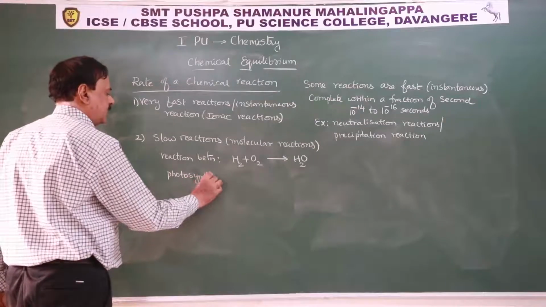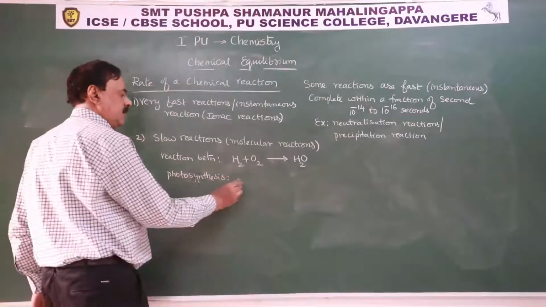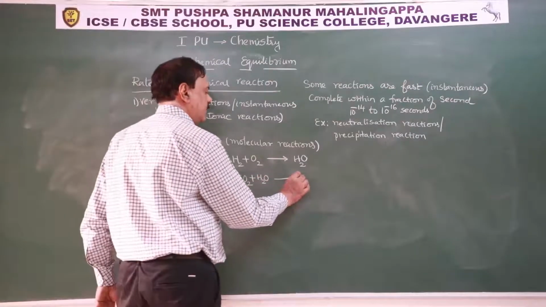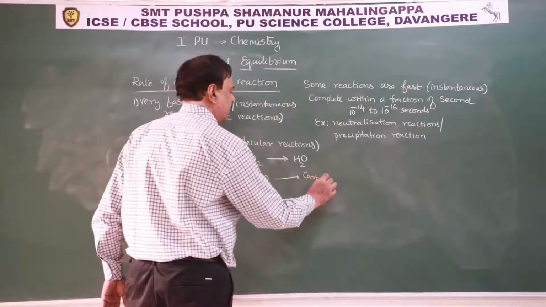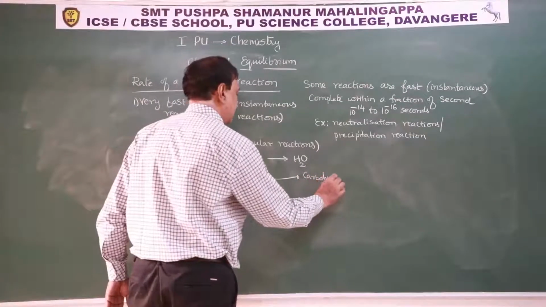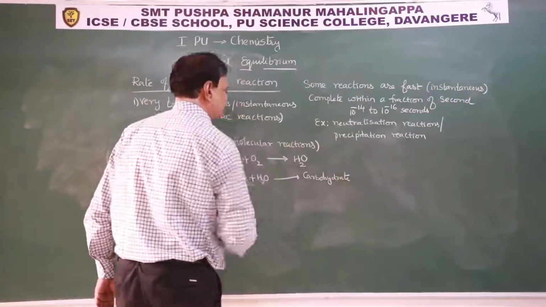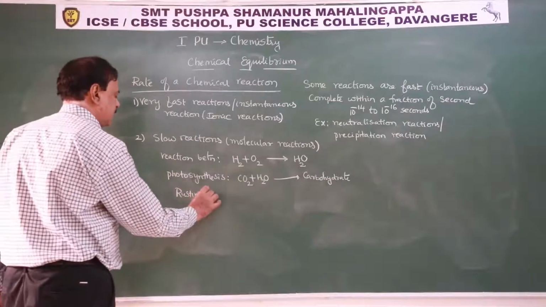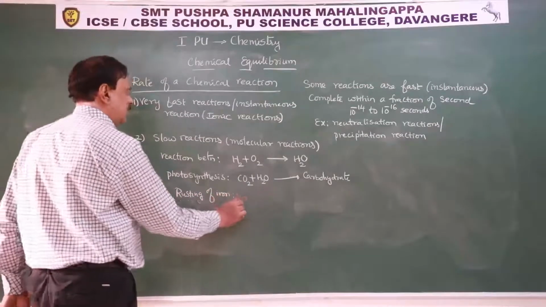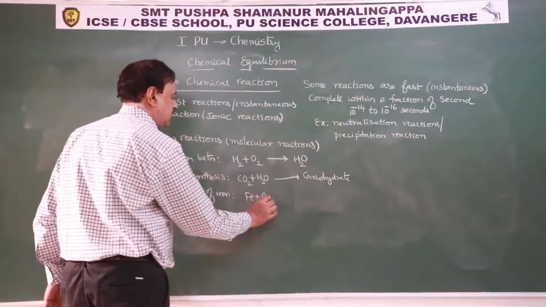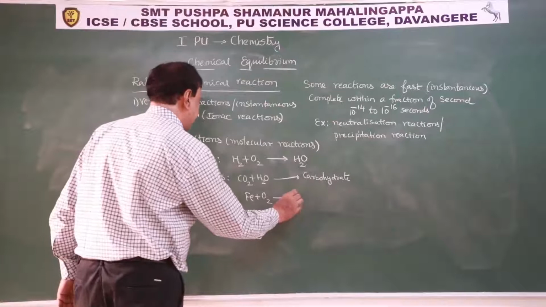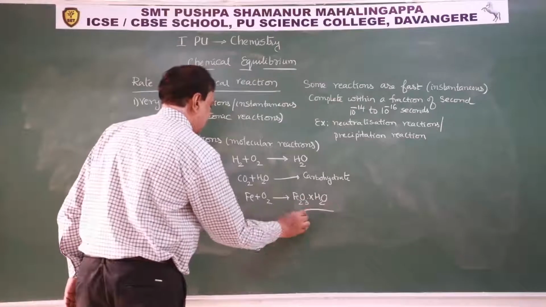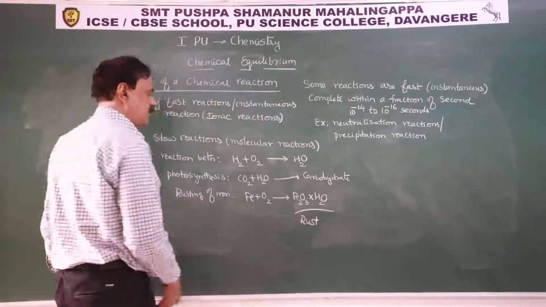Photosynthesis is the reaction between carbon dioxide and water in order to give the carbohydrate molecule. Or even the rusting process, rusting of iron, where iron combines with oxygen to give hydrated ferric oxide, that is Fe2O3.xH2O. This is called rust, a reddish brown deposit.